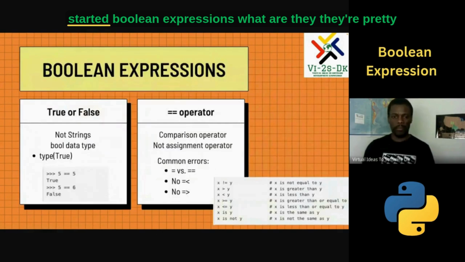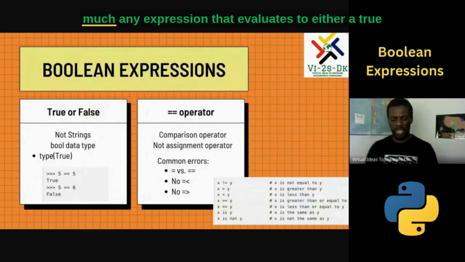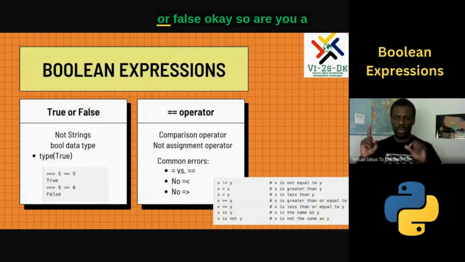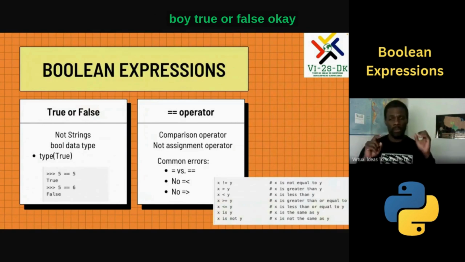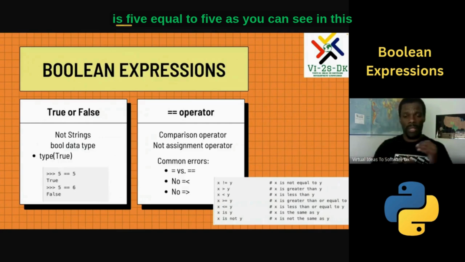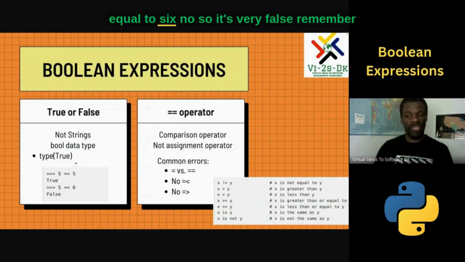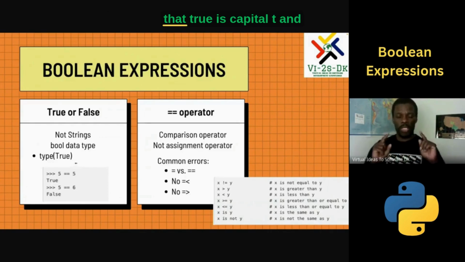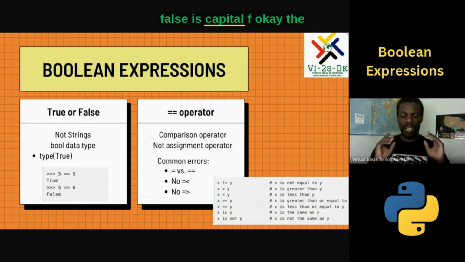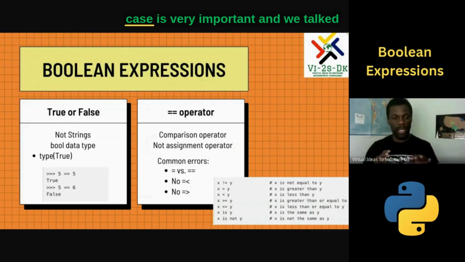So let's get started. Boolean expressions, what are they? They're pretty much any expression that evaluates to either a true or a false, okay? So are you a boy, true or false, okay? Is 5 equal to 5? As you can see in this case, it's very true. Is 5 equal to 6? No, so it's very false. Remember that True is capital T and False is capital F, okay? The case is very important.